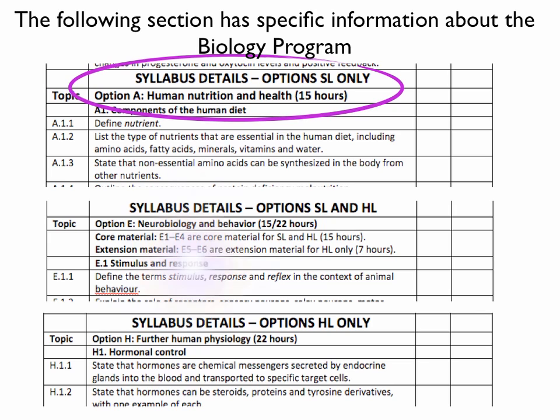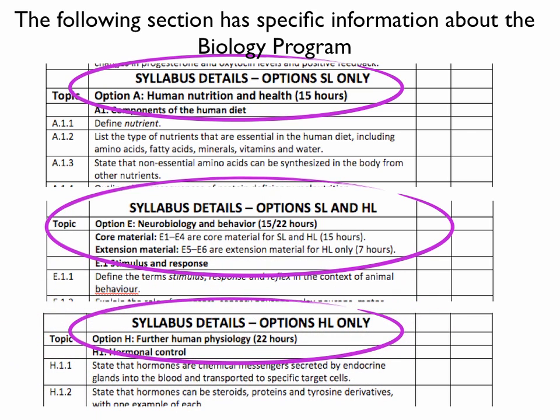Then we have some options that are for standard level and higher level students. For example, in this case, topic E or option E, neurobiology and behavior. The standard level students are going to devote 15 hours, that means around 2 months of class. And the higher level students are going to dedicate 22 hours, that means roughly 3 months to this topic. Okay? The core material is going to be for SL and HL students, and the extension material only for HL students.